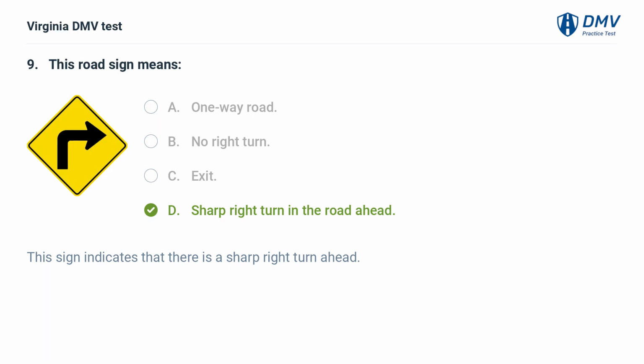D. Sharp right turn in the road ahead. This sign indicates that there is a sharp right turn ahead.